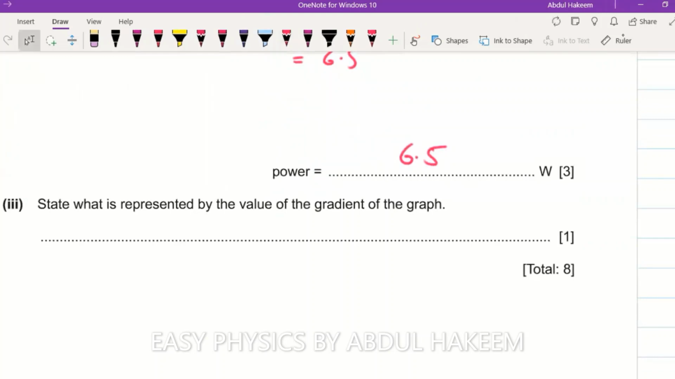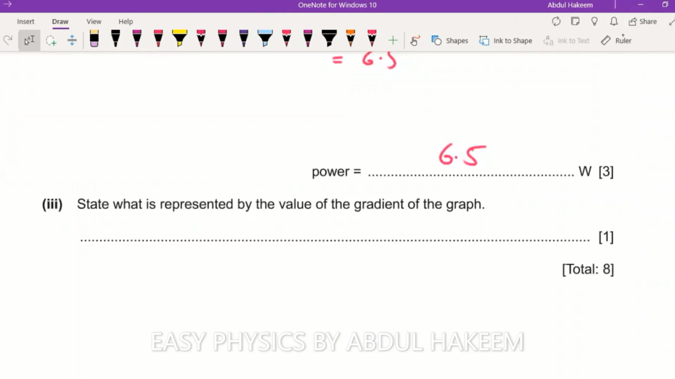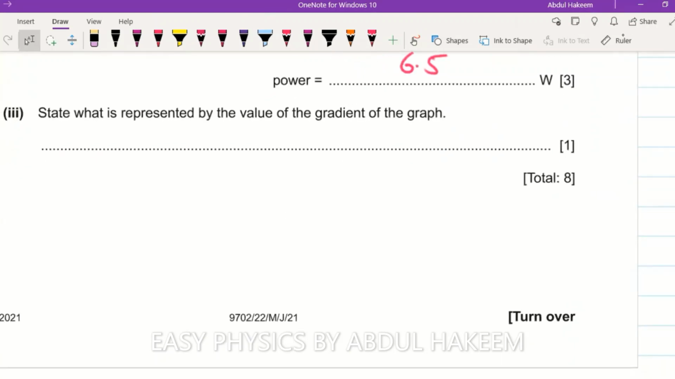And the next: state what is represented by the value of the gradient of the graph. Yes, gradient of the V and I graph is resistance, but which resistance? Look, according to Ohm's law, V is equal to IR. But here, the EMF provided is equal to the potential lost across the internal resistor and the terminal potential across the external resistor. This is Kirchhoff's second law.